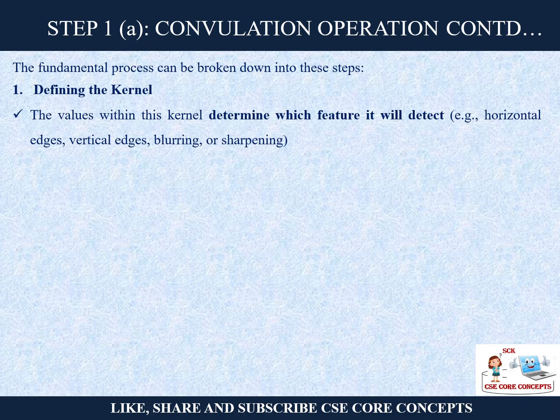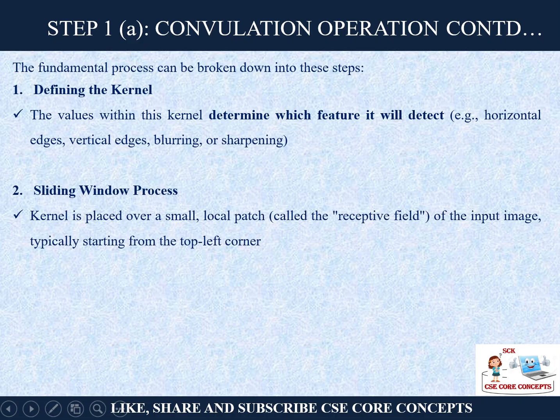The values within the kernel determine which feature it is going to detect. Let's say sometimes you want the features of horizontal edges, vertical edges, a sharpening filter, sharpened borders or edges, blurred borders, whichever. In the case of some shapes you require the border edges, right? So how sharp they are. You are going to define the kernel in that way.